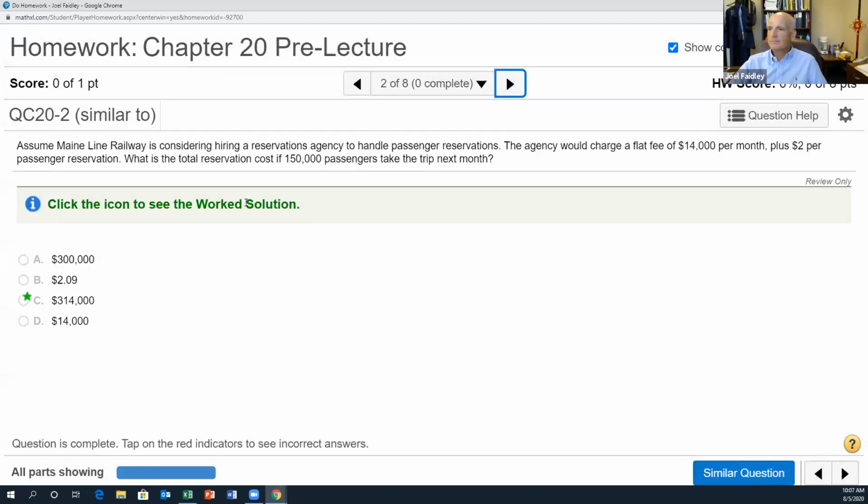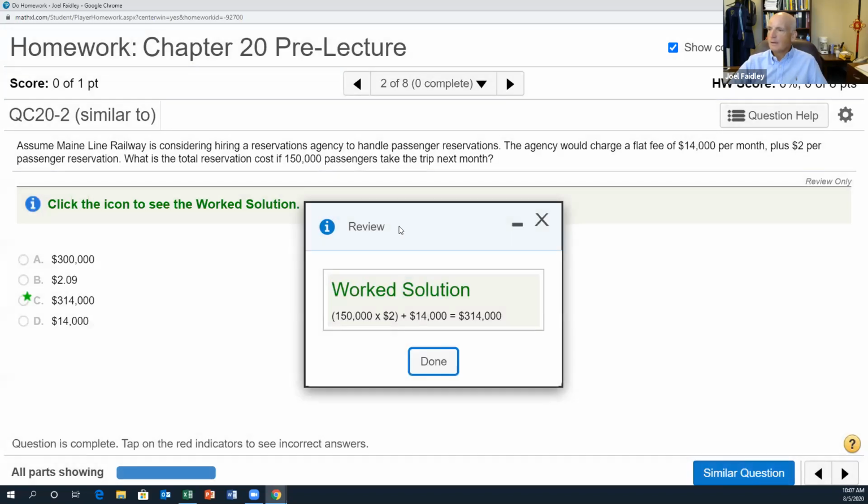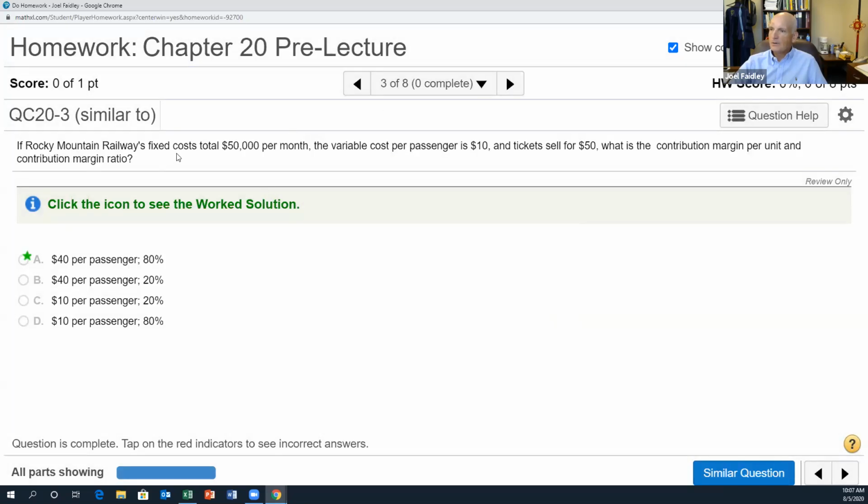More on that later. All right, so the first question here is, if an agency is charging $14,000 per month, flat fee, that means it's fixed, plus $2 per passenger service, what's the total reservation cost if 150,000 passengers take the trip? So it's going to be 150,000 times $2 plus the 14. It's 314,000.